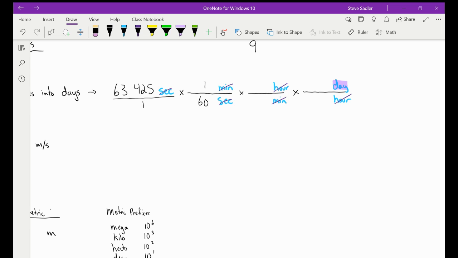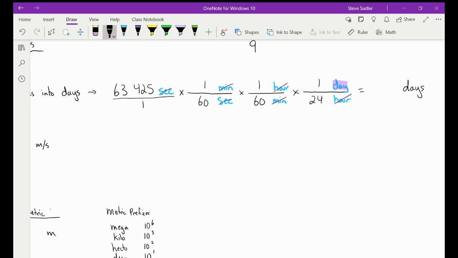Well, we also know that in 1 hour, there's 60 minutes, and in 1 day, there's 24 hours. So we filled in all of our values. We know it's going to be in days. And now what we can do is multiply everything across the top and then divide that by everything in the bottom. So in this case, I have 63,425 multiplied by 1, multiplied by 1, multiplied by 1.